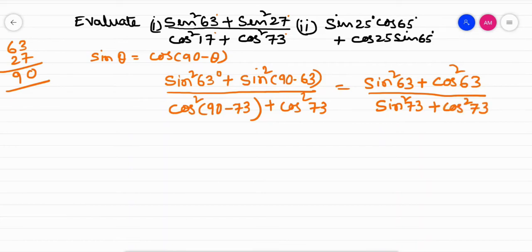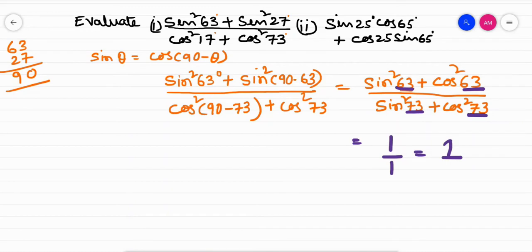See here, sine square A plus cos square A, because this is also 63, this is also 63 and this is also 63. So sine square A plus cos square A is equal to 1. Again sine square 73 and cos square 73, both angles are same. So sine square A plus cos square A is 1. So you are getting ultimately the answer as 1.